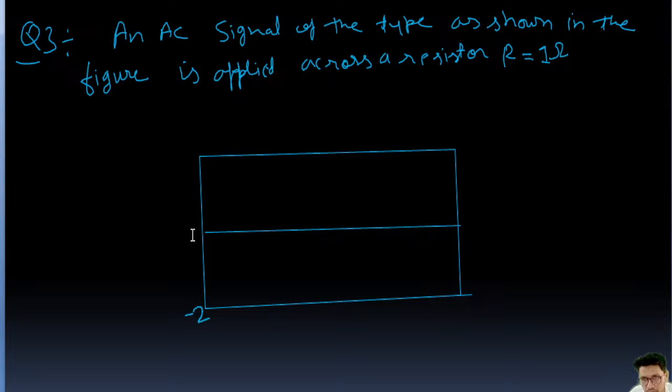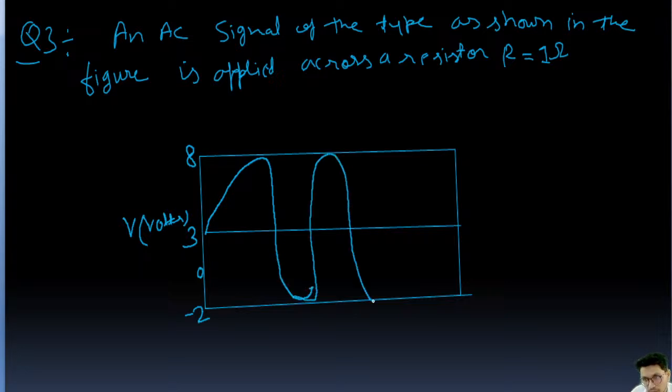This is -2, this is 3, and this is 8, and these are in volts. Here in between is 0. And this AC signal is given. Maximum value, just wait.